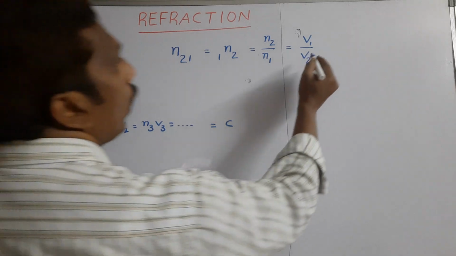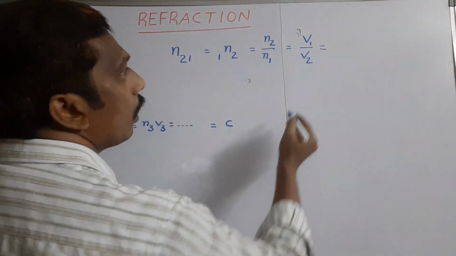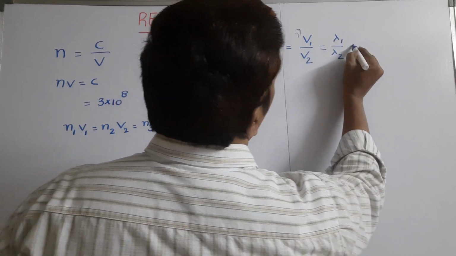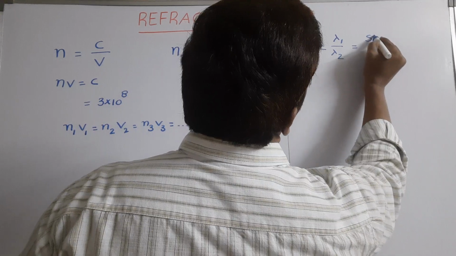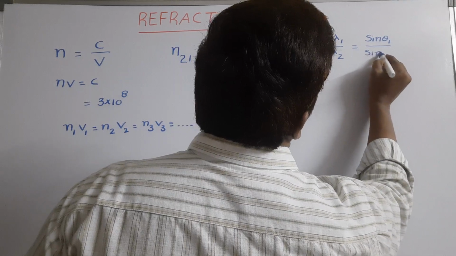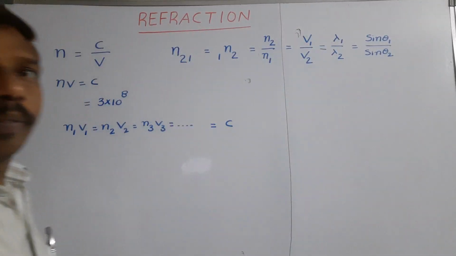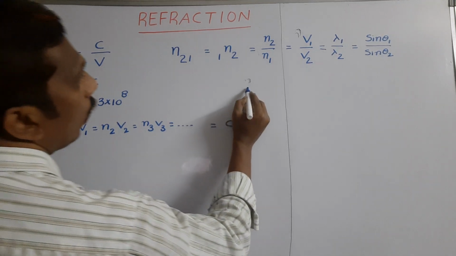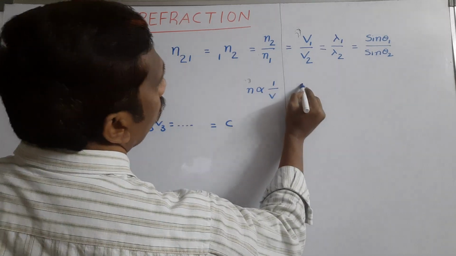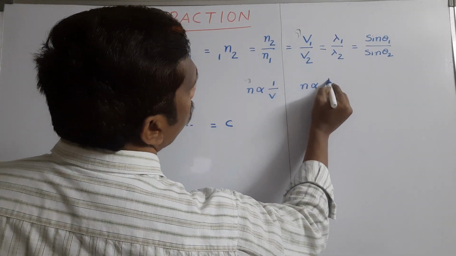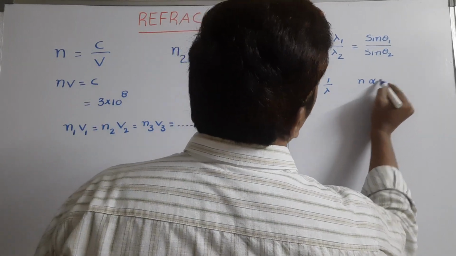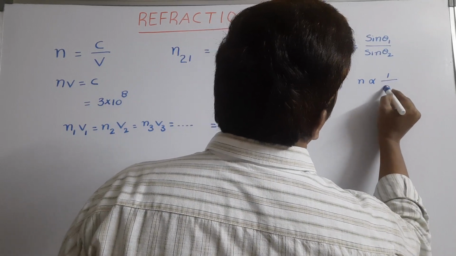In the same way, we wrote the formula velocity is equal to frequency into wavelength, then lambda 1 by lambda 2. In the same way, we wrote sine of angle in first medium by sine of angle in second medium. We wrote all these formulas. So from this, n value is inversely proportional to speed of light in the medium, n value is inversely proportional to wavelength, and n value is inversely proportional to the angle theta also.